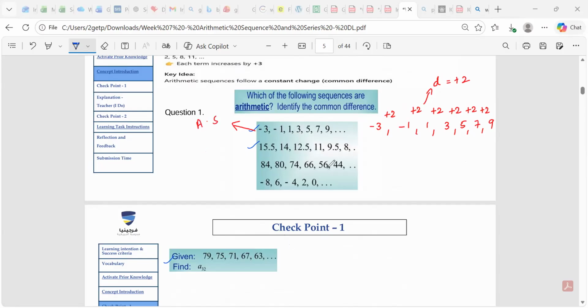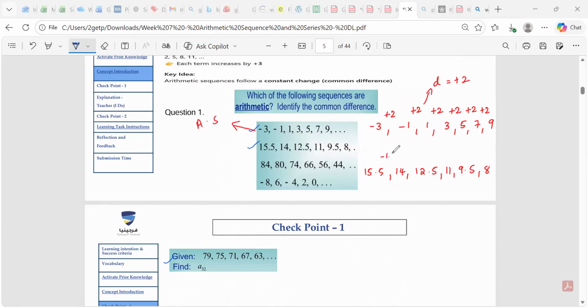Now let's check the next example here. 15.5, 14, 12.5, 11, 9.5, 8. Let us check if we have a common difference.